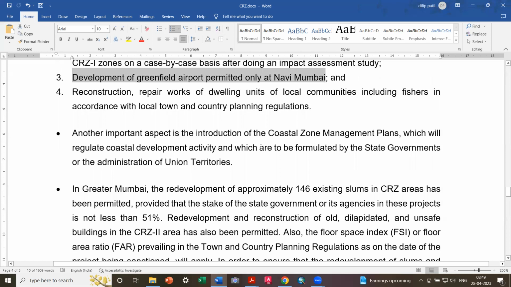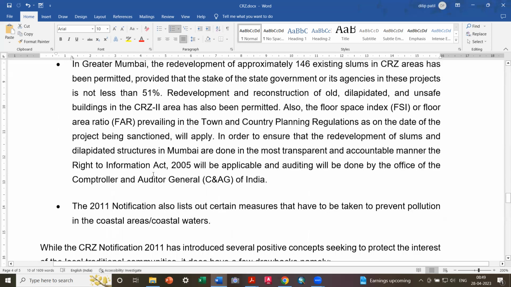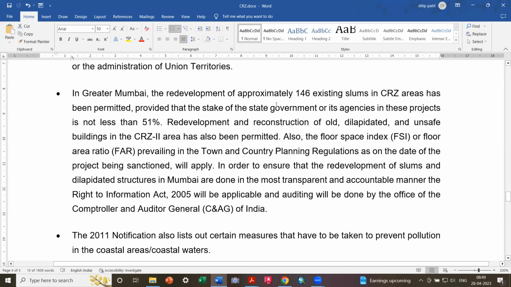So another important aspect is the introduction of the coastal zone management plan, which will regulate the coastal development activity and which is to be formulated by the state government or administration of the union territories. Then in Greater Mumbai, the redevelopment of approximately 146 existing slums in CRZ area has been permitted. तर मुंबई सारख्या ठिकाणी स्लम्स सुद्धा आहेत, तर त्यांनाही परवानग्या दिलेल्या आहेत. So provided that the stake of the state government or its agencies in these projects is not less than 51%, redevelopment and construction of old dilapidated म्हणजे पडण्याच्या परिस्थितीमध्ये असणारे unsafe buildings in the CRZ2 area has also been permitted.